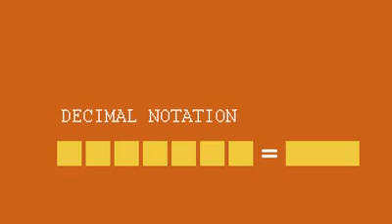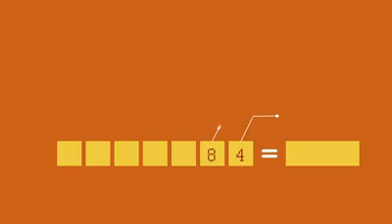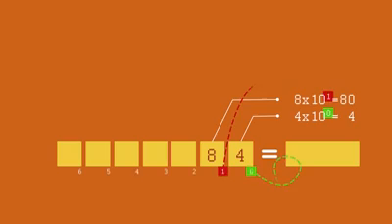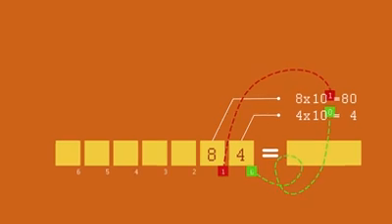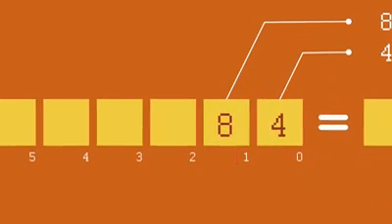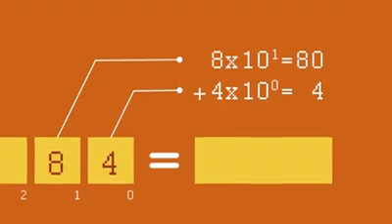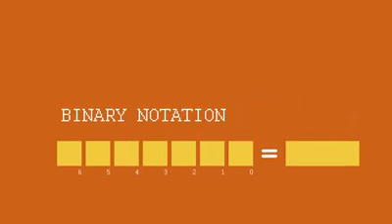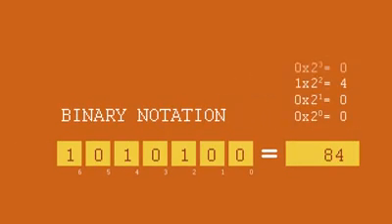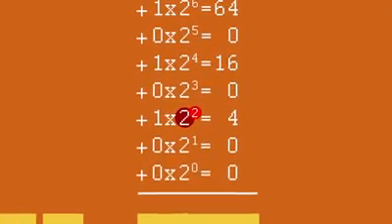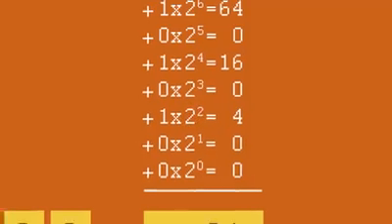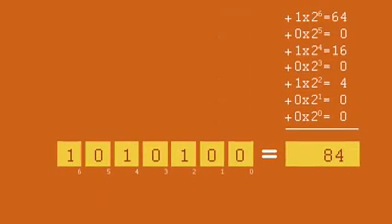Let's take numbers. In normal decimal notation, each digit is multiplied by 10 raised to the value of its position, starting from 0 on the right. So 84 in decimal form is 4 times 10 to the 0 plus 8 times 10 to the first. Binary number notation works similarly, but with each position based on 2 raised to some power. So 84 would be written as follows.